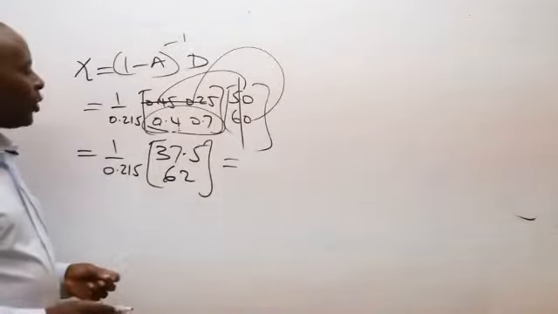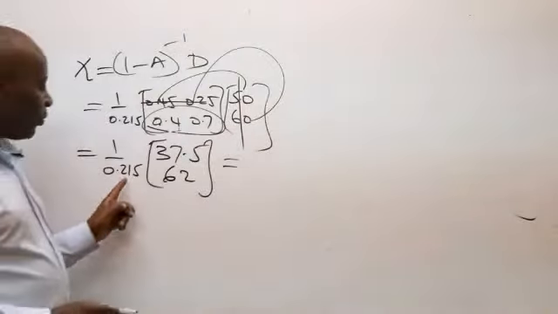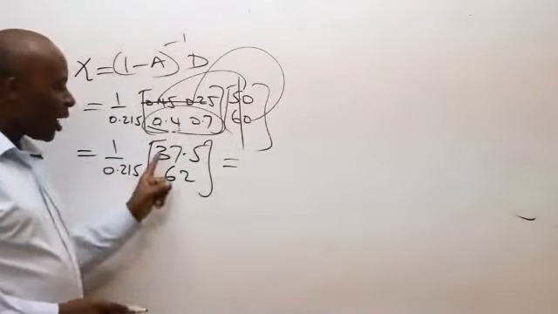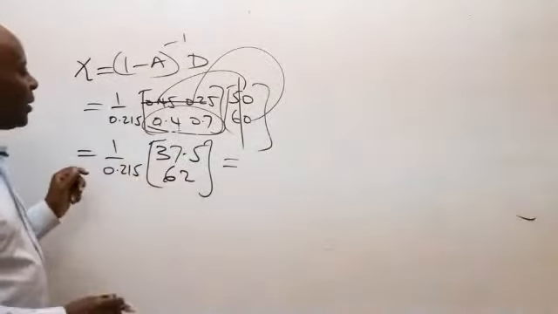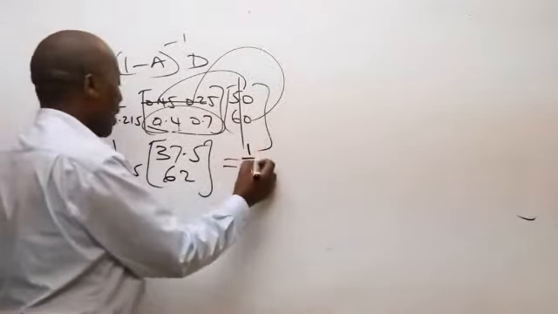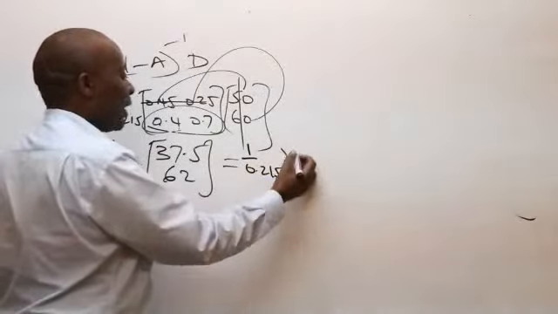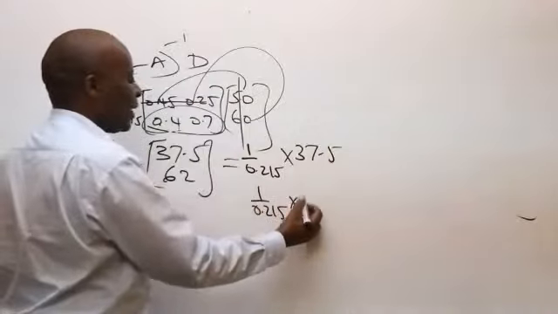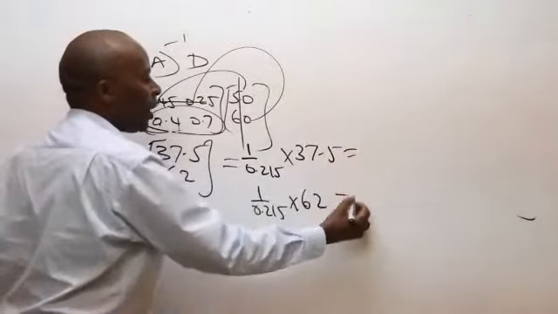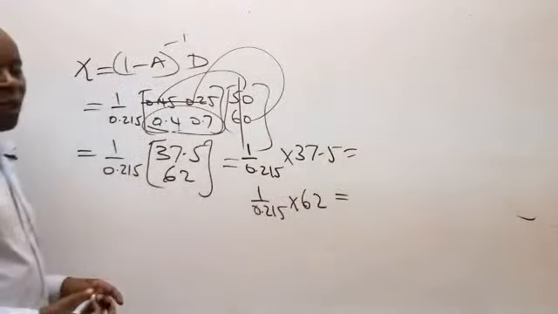So after that, ladies and gentlemen, the next thing will be for me to distribute the scalar. The scalar is very easy. You simply take 1 over 0.215 times 37.5, and 1 over 0.215 times 62. You get the two values into decimal places.